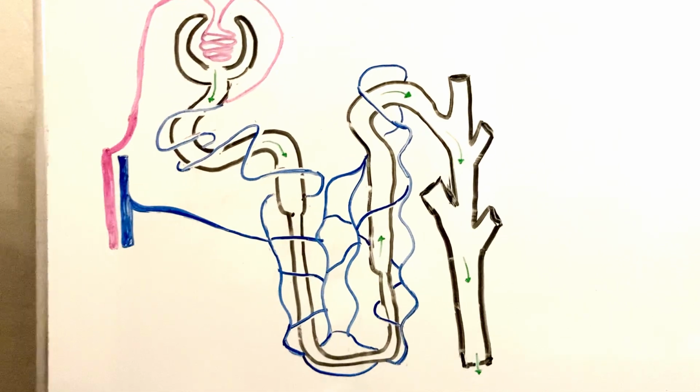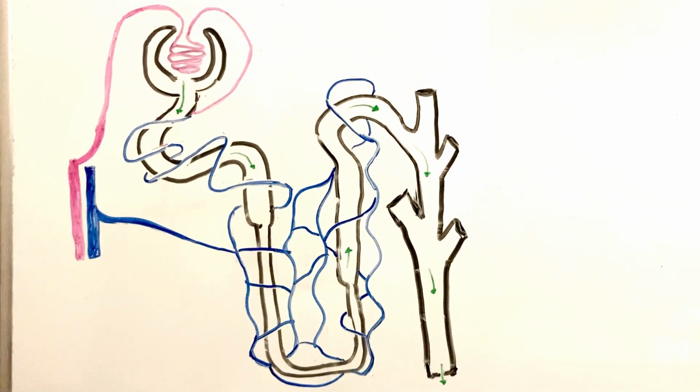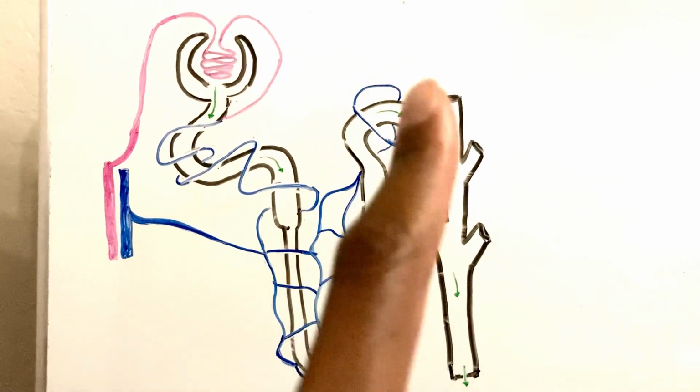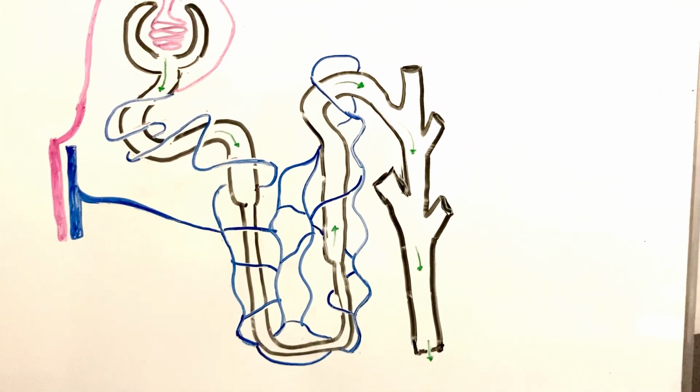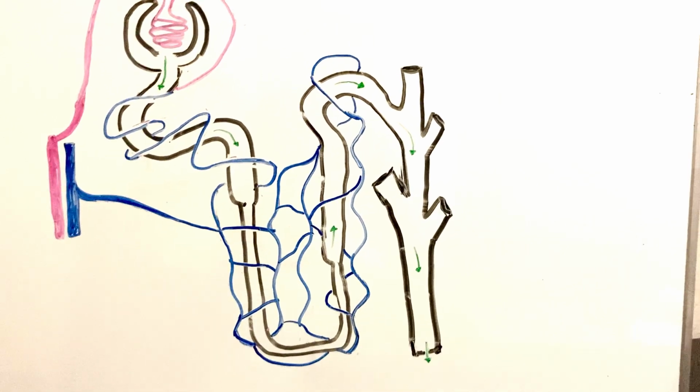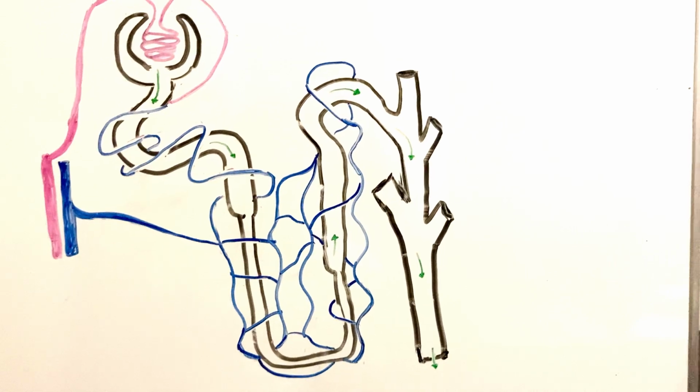So once all of the waste is collected and all the water that's going to stay in the urine is there, everything goes into the collecting duct and back through the rest of the kidney and gets excreted ultimately through the urethra.